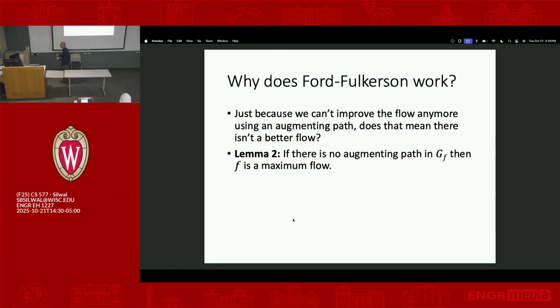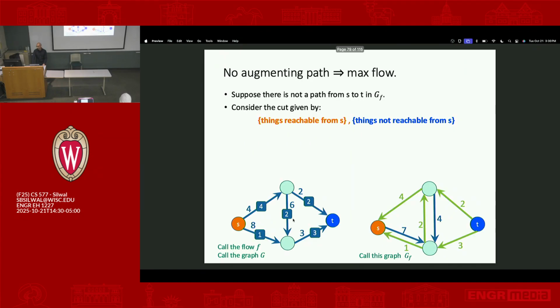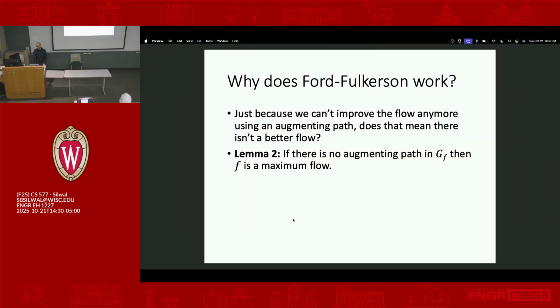All right. And this is the non-trivial part of the proof. The easy part was to show that the max flow is always upper bounded by the min cut. Now we're going to show the other direction, okay? This proof is going to be a few steps.